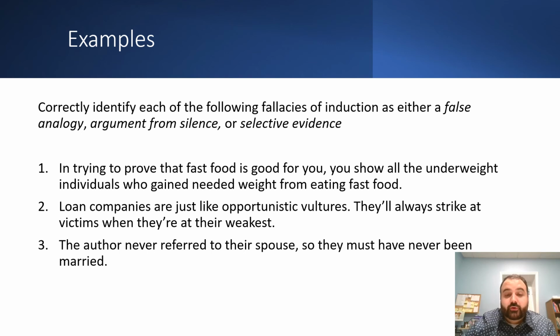The author never referred to their spouse. They must have never been married. This is an argument from silence. Just because an author in a book never talks about a spouse, we can't automatically assume they've never been married. We need better proof than that.